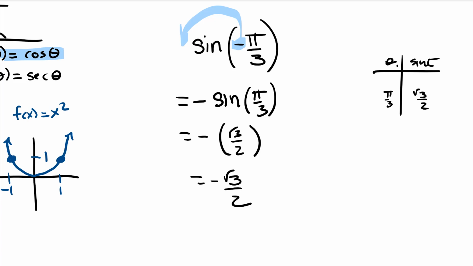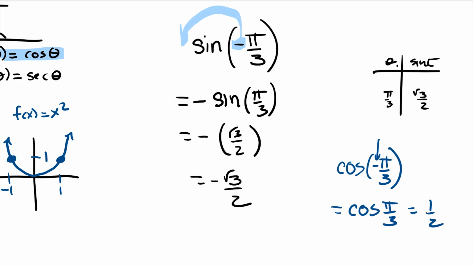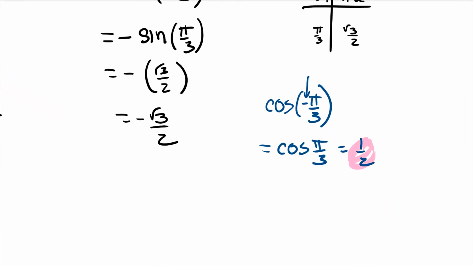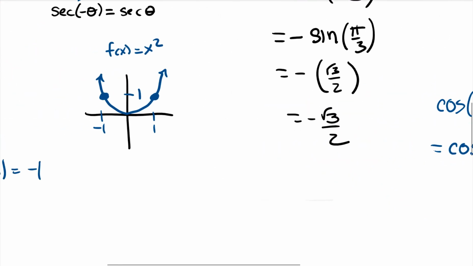Maybe you don't like that. What if we had cosine of negative pi over 3? Oh, that's an even function. All it's saying, ignore that negative. It's the same exact thing as cosine of positive pi over 3, and we could write down our answer as a half. Instead of having to do cosine of 5 pi over 3, figure out what quadrant it's in, figure out what the reference angle is, we can just look at it and go, oh, cosine, it doesn't matter.